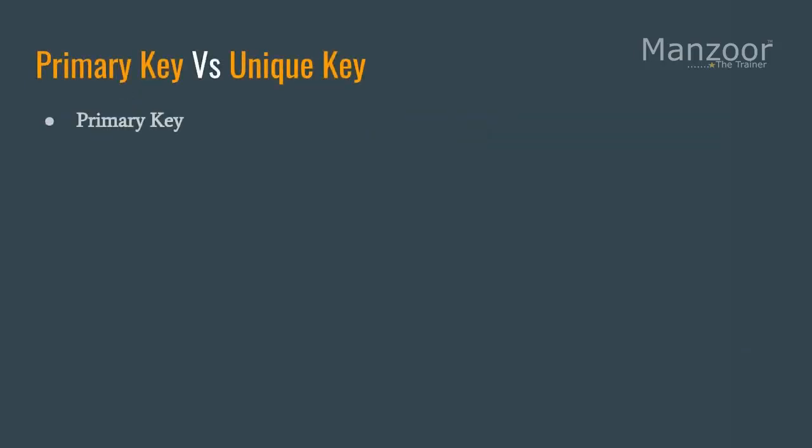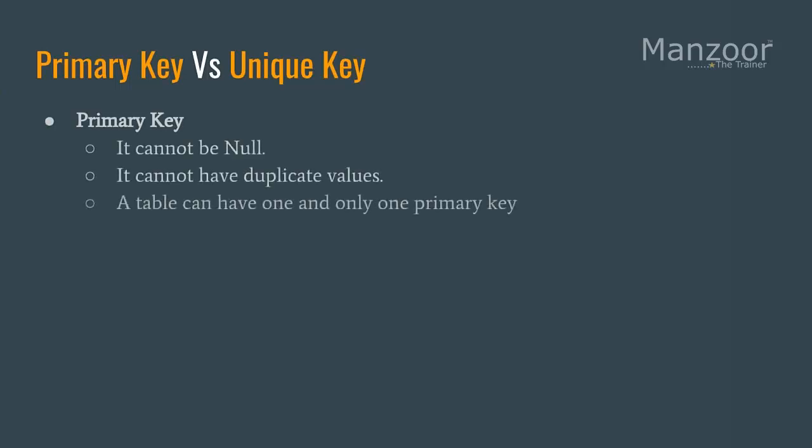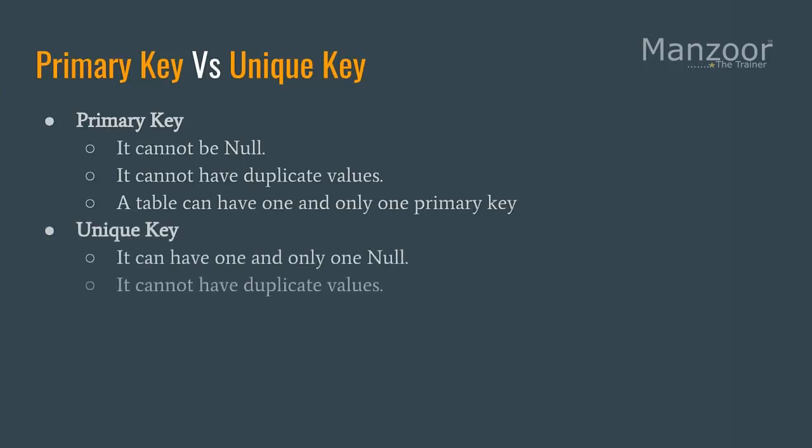So primary key versus unique key. So primary key, it cannot be null. It cannot have duplicate values. A table can have one and only one primary key. Unique key, it can have one and only one null value. It cannot have duplicate values. A table can have more than one unique key. So this is the basic difference. In a lot of interviews they ask, and we need to understand while designing the database.